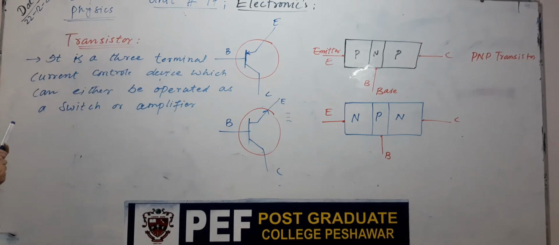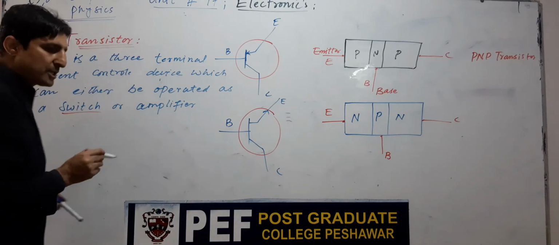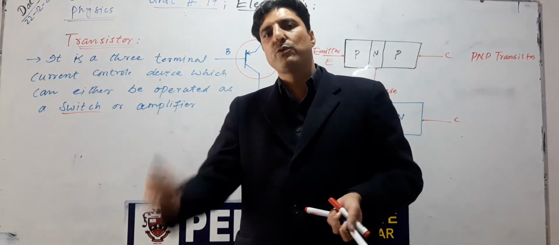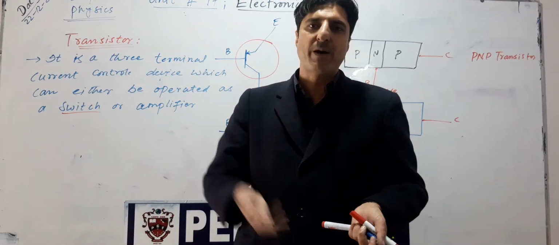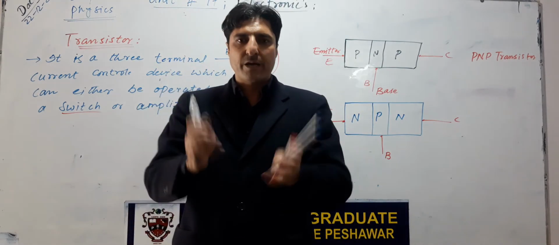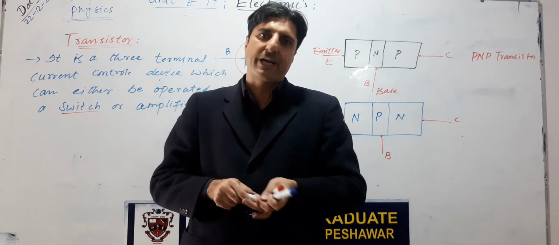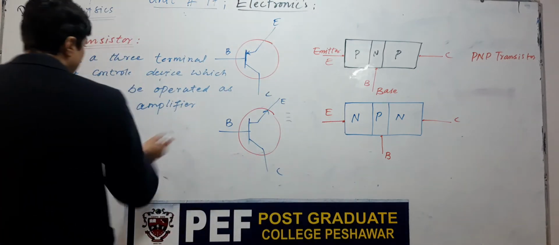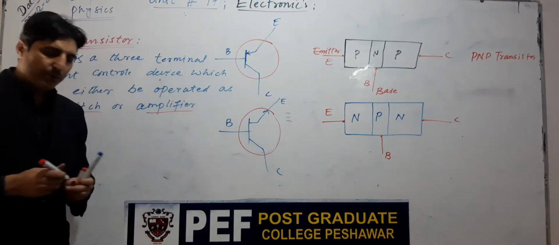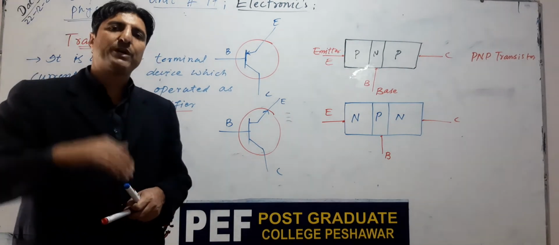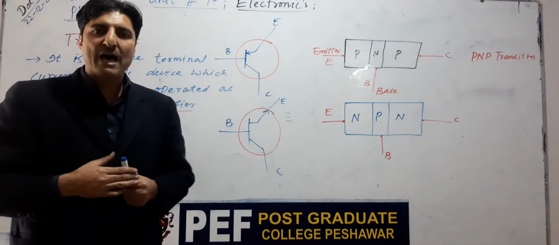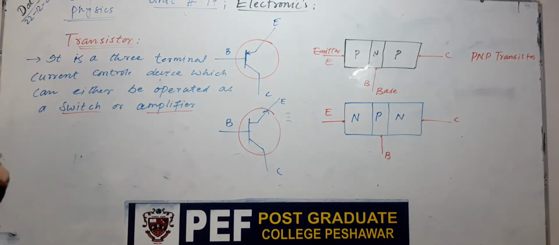Remember, here two words are used. Operated as a switch. Switch means that the transistor is an electronic switch. It can be used within a circuit for on-off purpose. Because we cannot use a huge switch inside a CPU or inside another electronic device, so we use a transistor for switching purpose. Or as an amplifier. Similarly, we can use it to boost up the signal. We can use it to boost up the voltage level. We can use it to amplify, to enlarge the input or applied voltage by using a transistor.